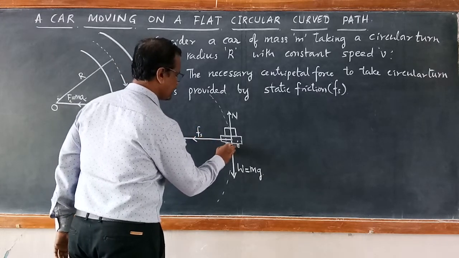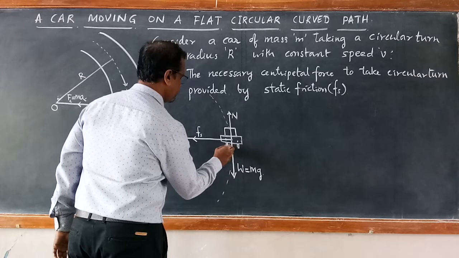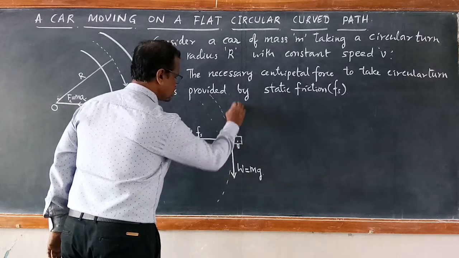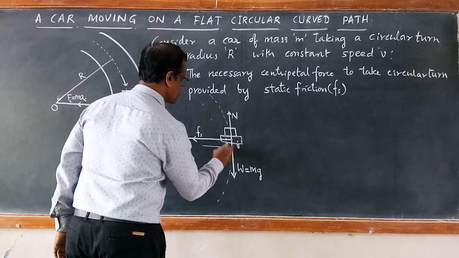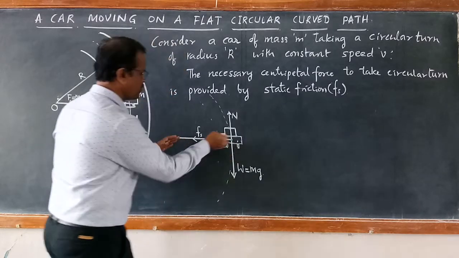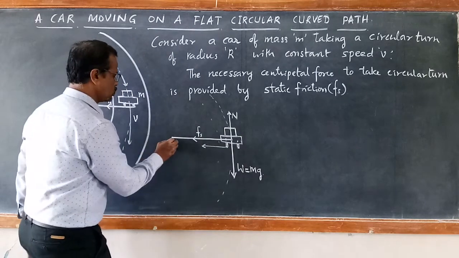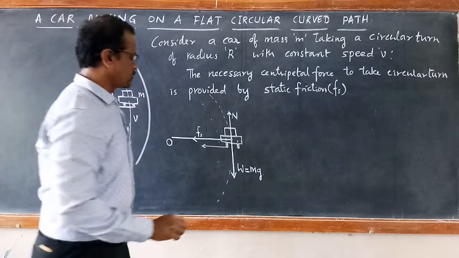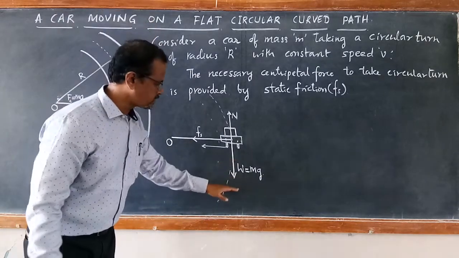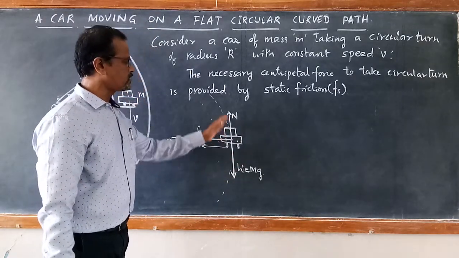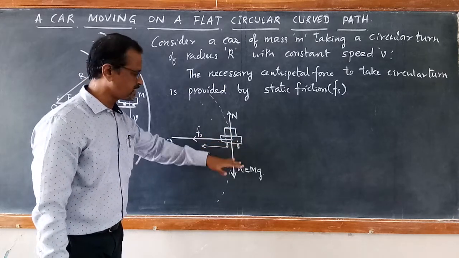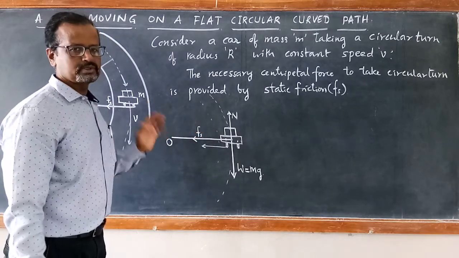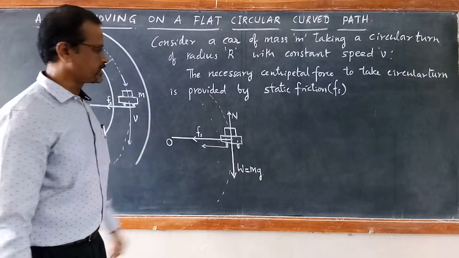Fs is actually acting along the road surface. If this is the road surface, then Fs is acting along the road surface. So this Fs I have drawn along this line. So there are three forces you can note down. One is the weight acting vertically downwards. Another one is the normal force perpendicular to the road surface, which is exactly equal to weight. And the third one is the centripetal force provided by the static friction.